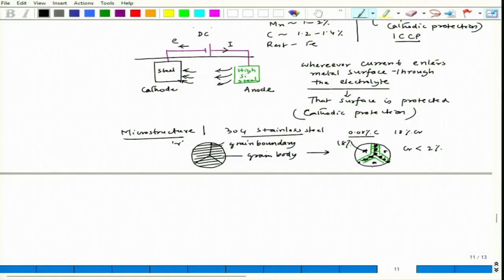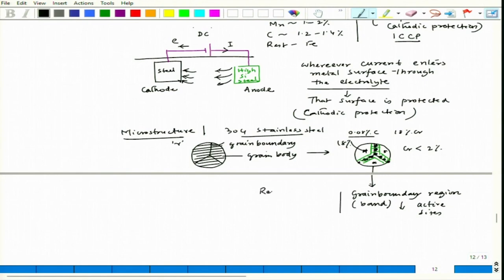Now what would be the effect? Effect is, you will see that this grain boundary region, which we can say is a narrow band, that will be active sites, and the rest of the region will have passivity. And here we don't have passivity, no passivity. So now you have two zones. Here you have a huge area, cathode, wherever passive layer has formed, and in this zone it's a narrow anode.